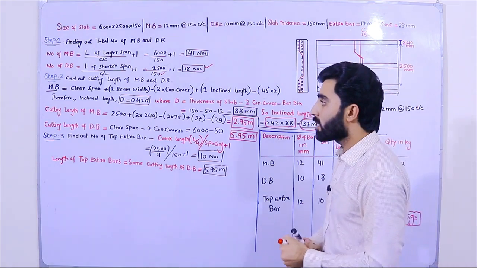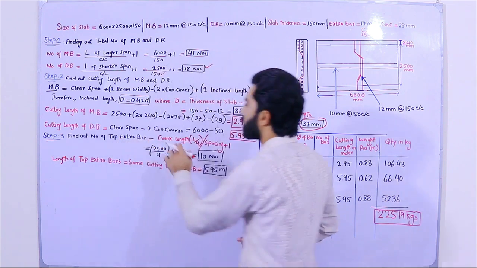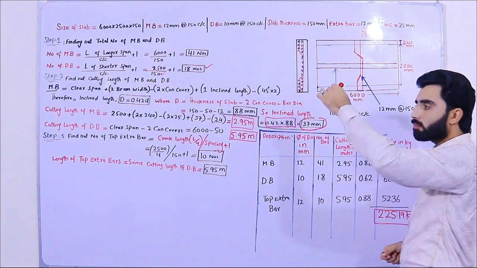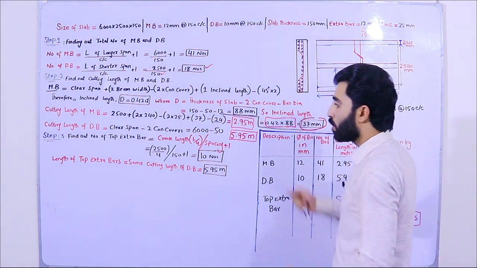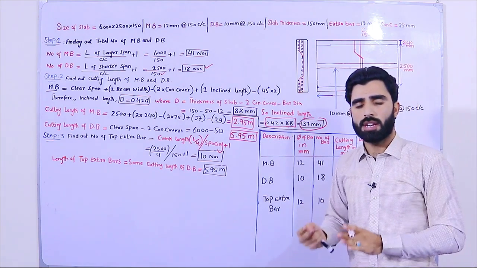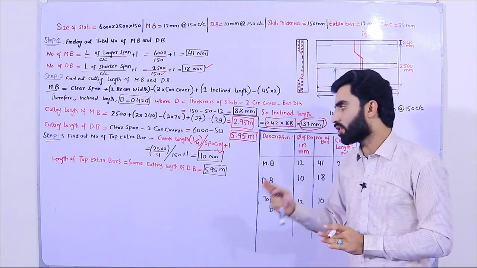Okay, now guys, the step number 3 is find out number of top extra bars. So also we provide top extra bars. Okay, you can see in the picture, these are top extra bars, which is L by 4 distance, as I told you in many videos that at the end of the support we will provide the extra bars, okay, to resist shear stresses.